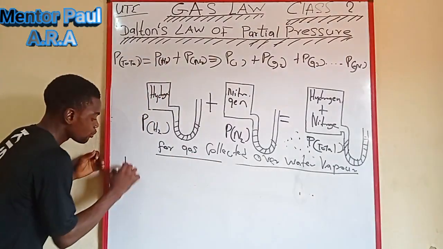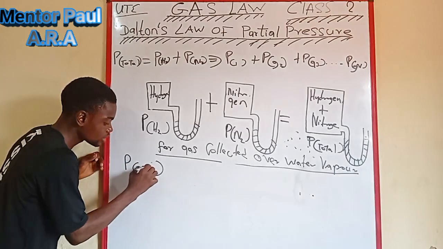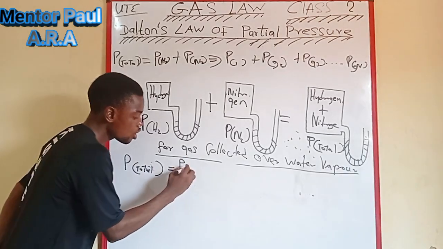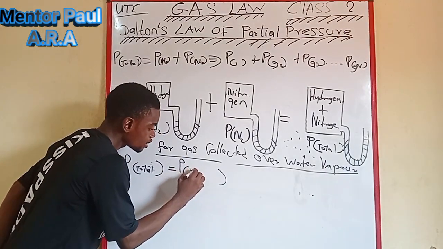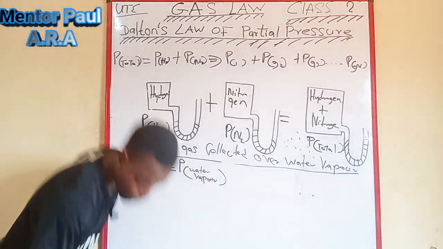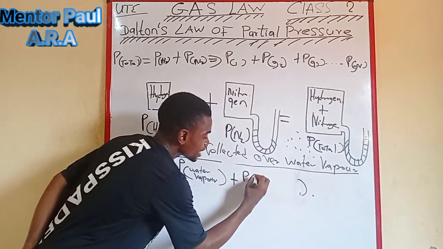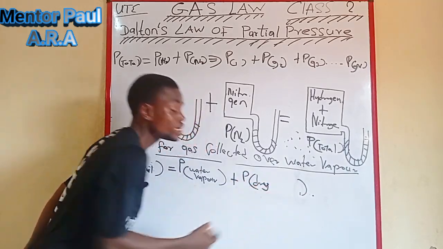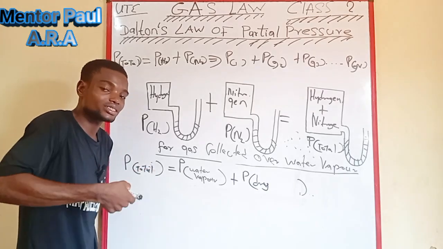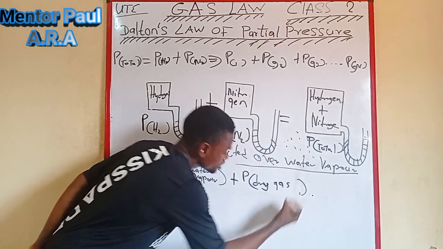Wet. Hence, the total pressure of that gas you have collected over water is now going to be equal to the pressure of the water vapor plus the pressure of the dry gas. But you do not have the dry gas already, because it is still wet. You need to get the dry gas. So you have plus the dry gas.